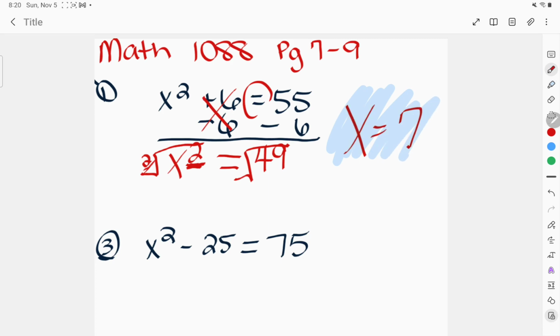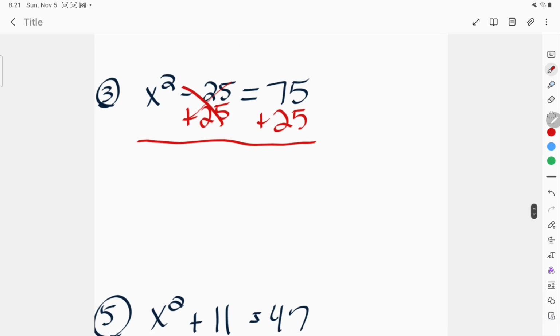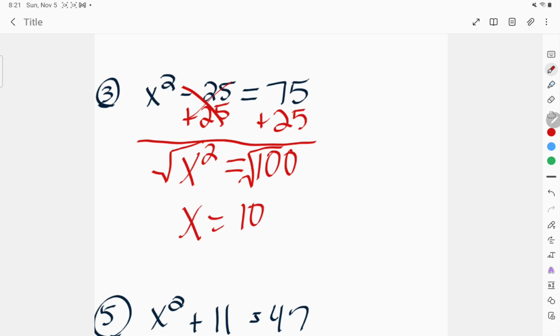Okay, so we're going to move on to number 3. And you do the exact same thing. So I have a negative 25 and I need a positive 25 to move it over to the right side, because remember, my job is to isolate my variable. So negative 25 and positive 25 become 0. 75 plus 25 is 100. X squared equals 100. So take the square root of both sides, and x is going to equal 10.